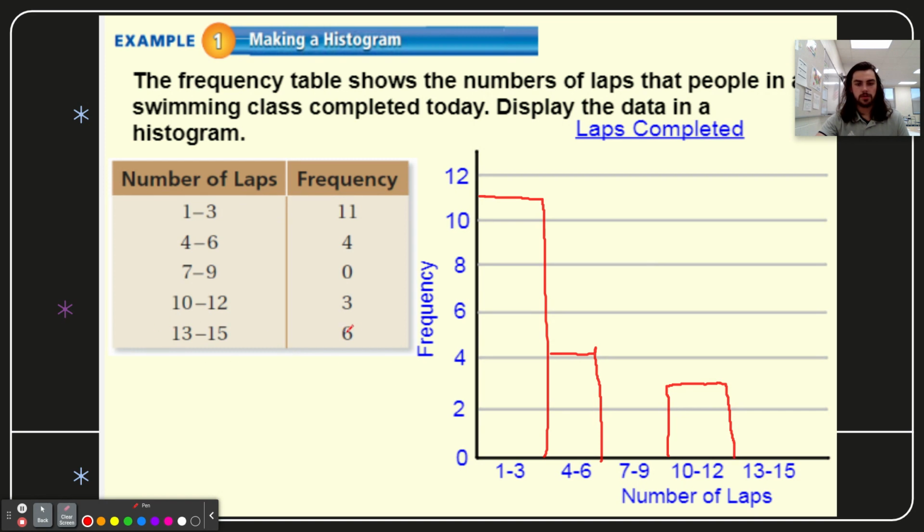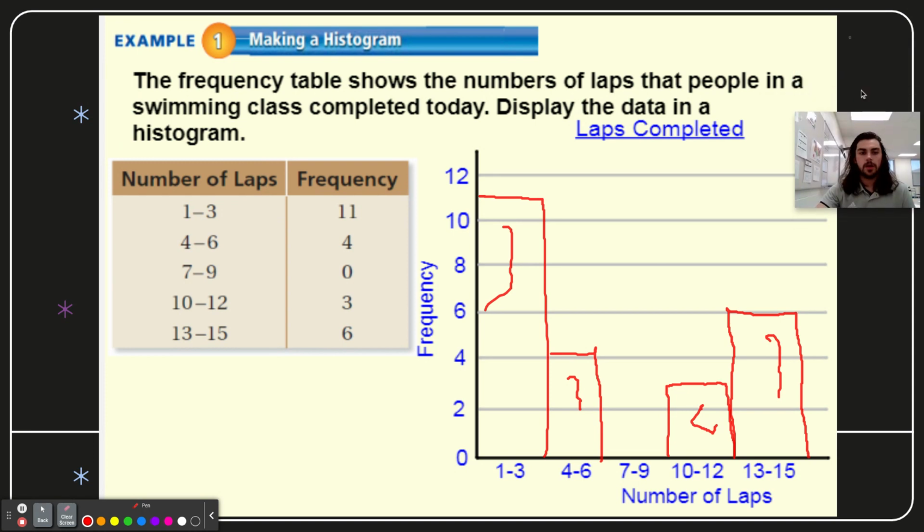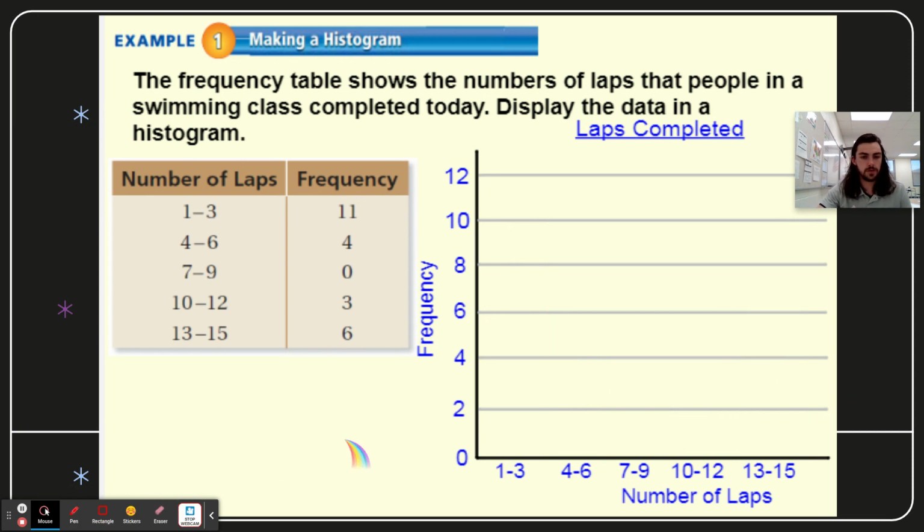13 to 15 is 6, which goes up to there. And that would be our histogram. Color them in, whatever. Most of the time they get colored in. All right, so that would be our data display. So we include the 0, but we don't put anything in there. All right, so there's no space between the bars in the histograms. Just remember that. All right, so let's clear off and move on.